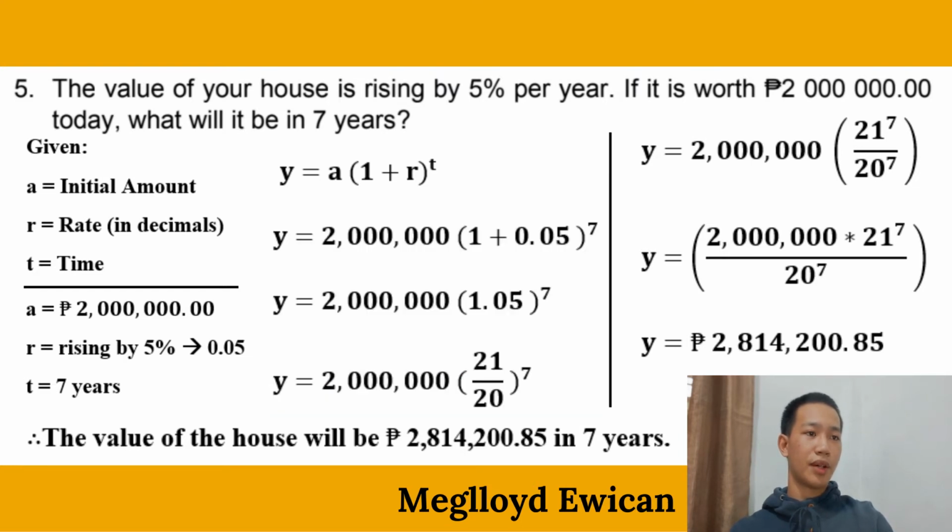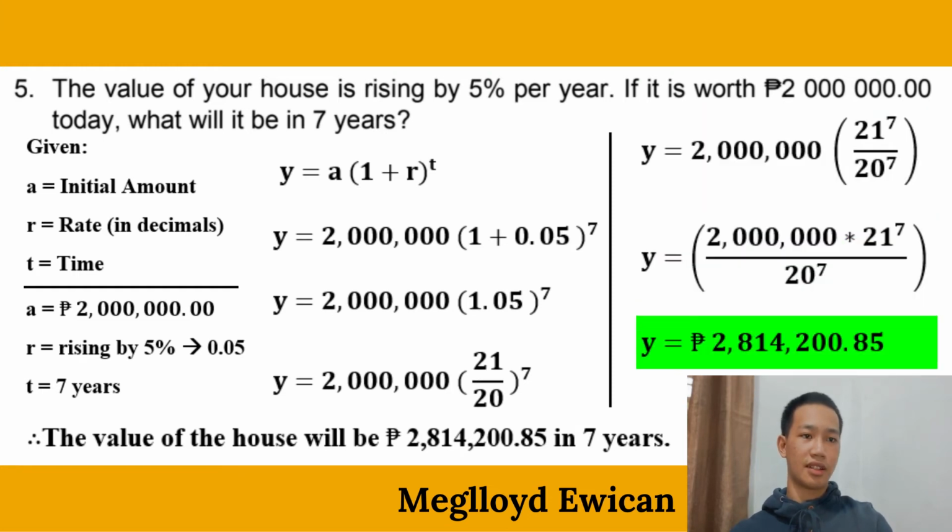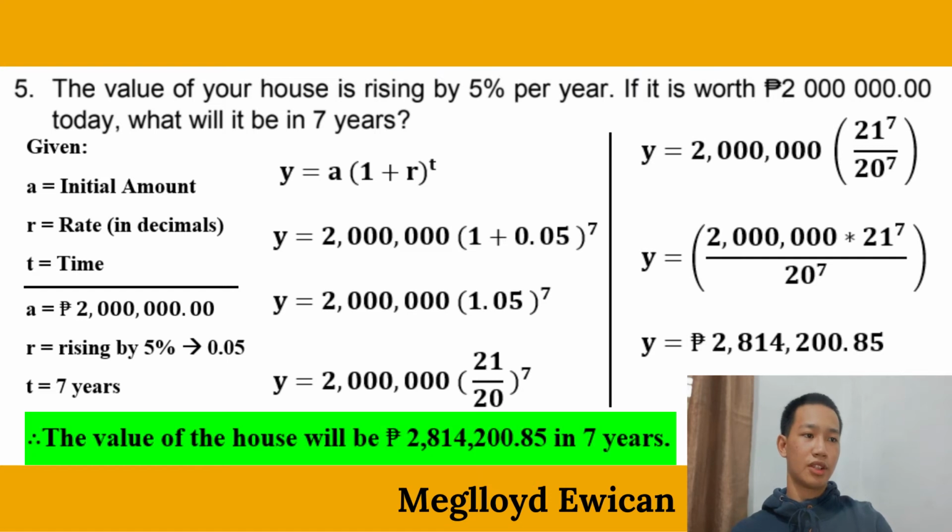Third, we apply the power of a fraction rule according to the laws of exponent. In order for us to raise a fraction to a power, we need to raise the numerator and denominator to that power. Lastly, we need to calculate the product to get the final answer. Therefore, the value of my house will be 2,814,200 pesos and 85 centavos in 7 years.